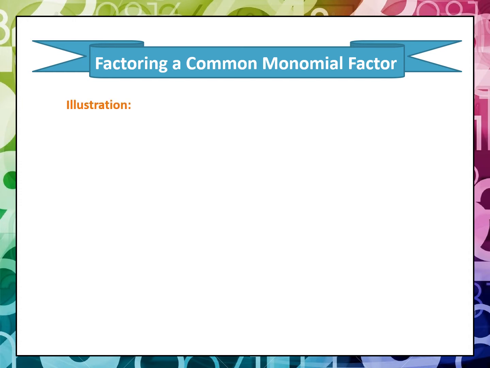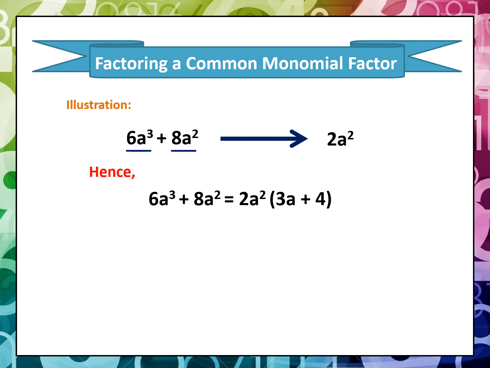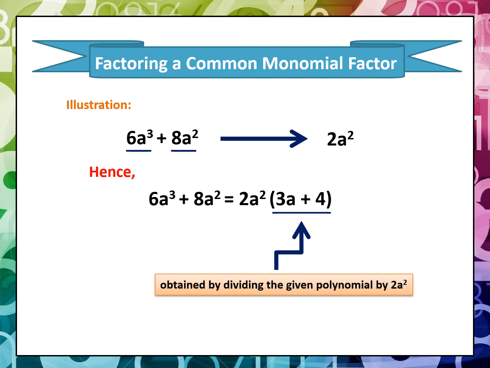For illustration, to factor 6a cubed plus 8a squared, first note that 2a squared is common to each term. Hence, 6a cubed plus 8a squared is equal to 2a squared times 3a plus 4. Note that 3a plus 4 is obtained by dividing the given polynomial by 2a squared.